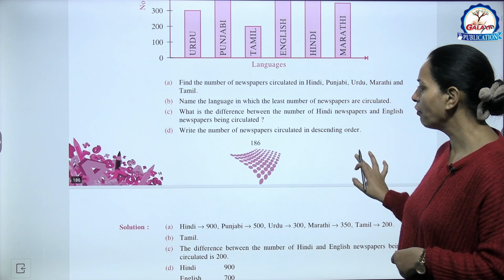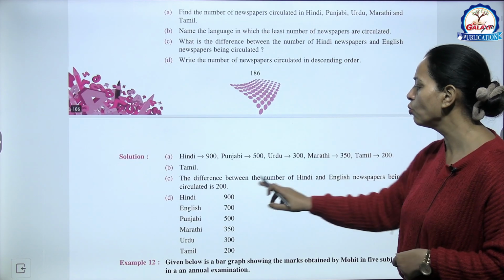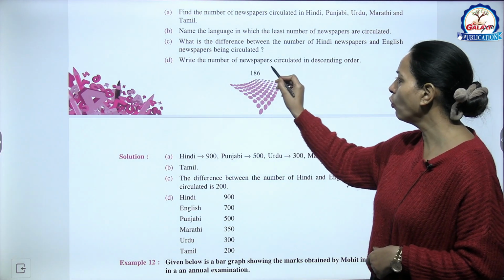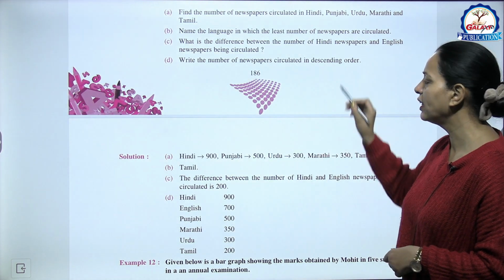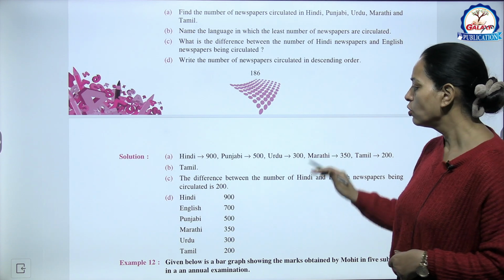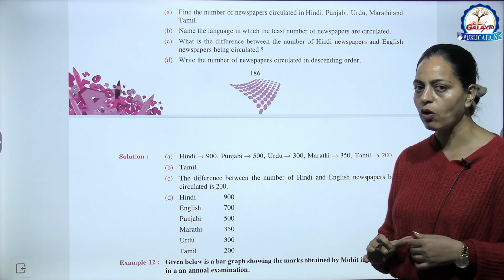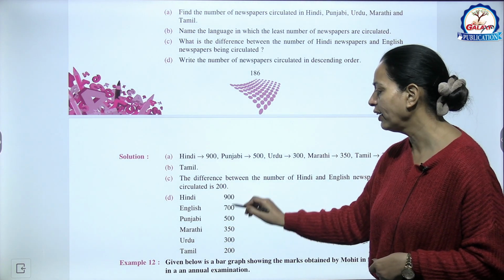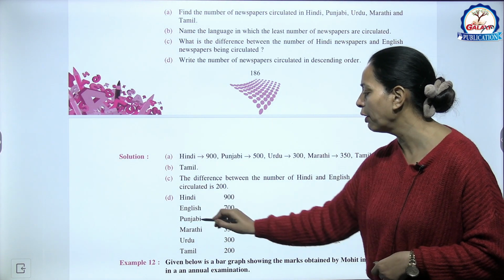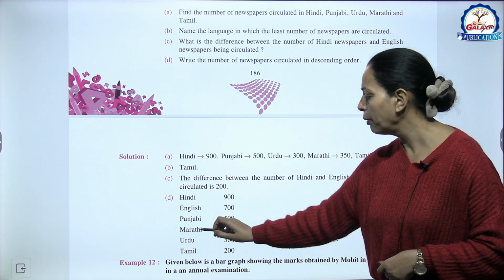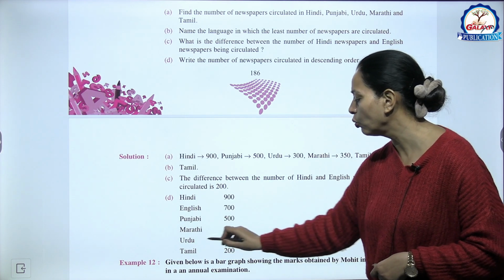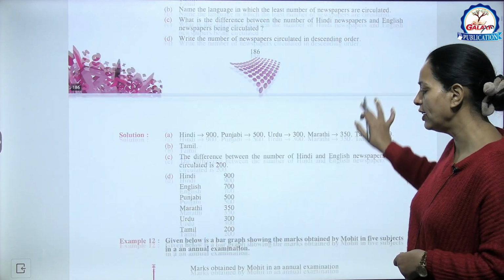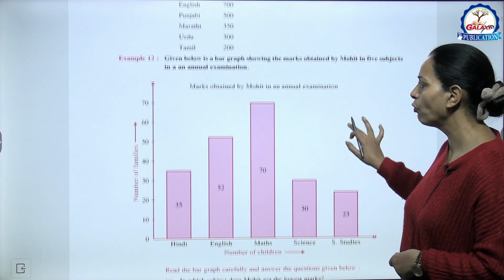So what is the difference? That is 200. Okay, now the next, write the number of newspapers circulated in descending order. So descending order means decreasing order, means greatest to smallest. So Hindi 900, English 700, Punjabi 500, Marathi 350, Urdu 300 and Tamil 200. So very easy. Now next, example 12.